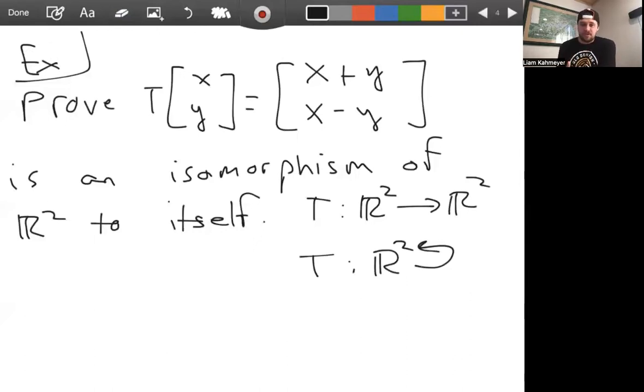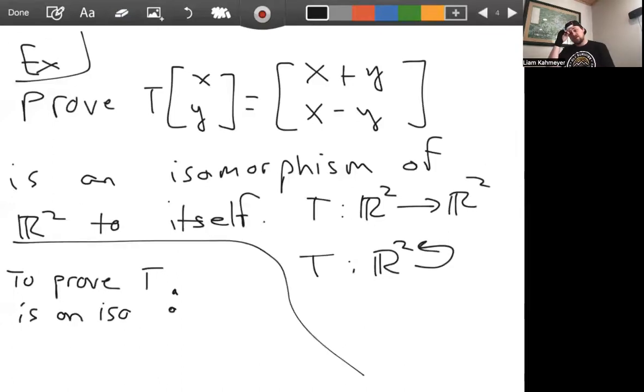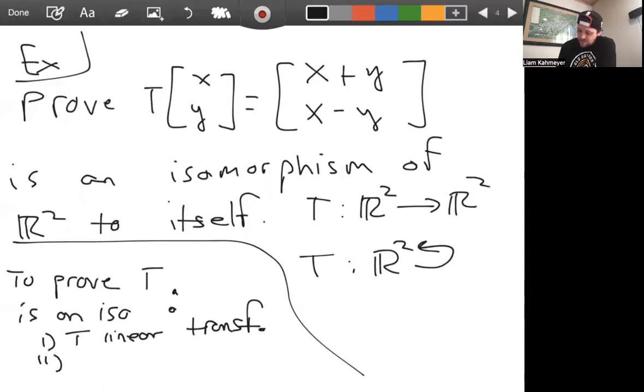When you're trying to prove that something is an isomorphism, you always have to show the following three things. So here's what we need to prove T is an isomorphism. And this is always true. Anytime you want to show that a map is an isomorphism, you need to go through these three checks. One, that T is a linear transformation. Two, that it's one-to-one. And three, that it's onto. All three of these criteria have to be met in order for T to be an isomorphism.